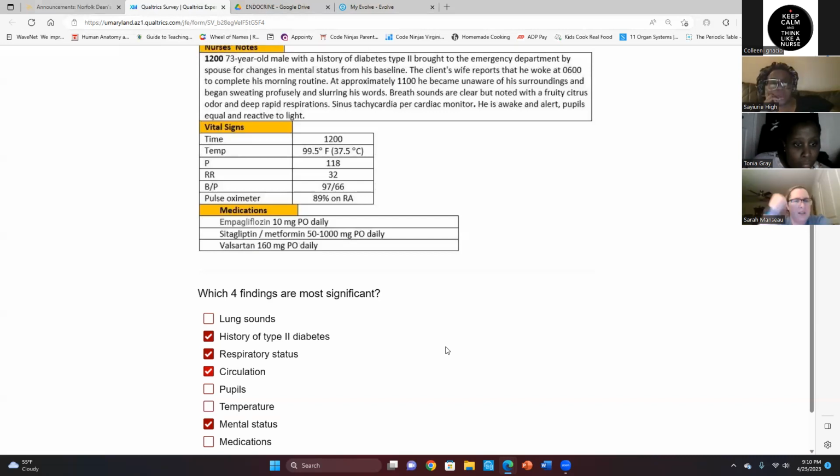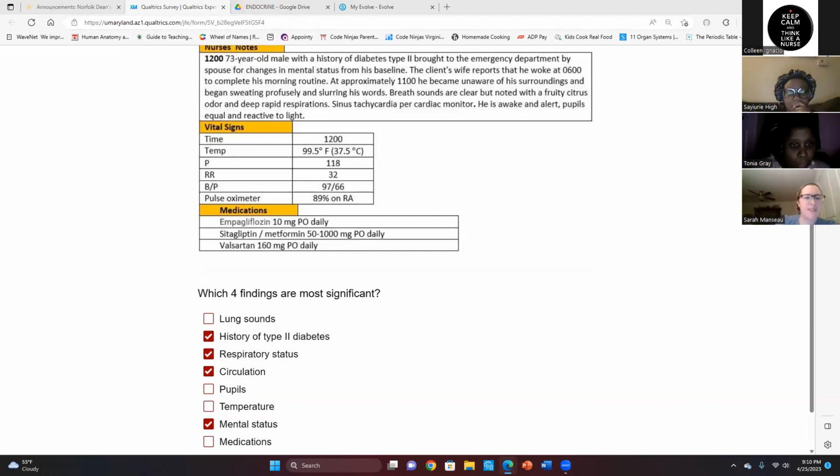I'm just checking them as you say them. So I just want to make sure that's the four you want to go with. The temperature, not bad. We talk about the temperature. I mean, it's bad, but is it a priority? His pulse, circulation? Ox is 89 on room air. I don't know what two of those medications are, but they're all for diabetes, though.